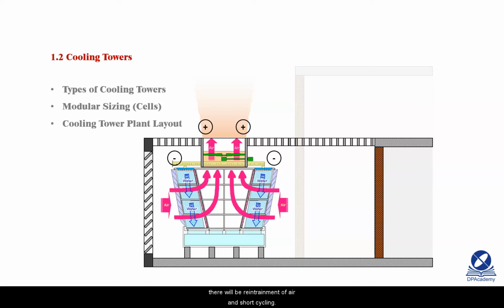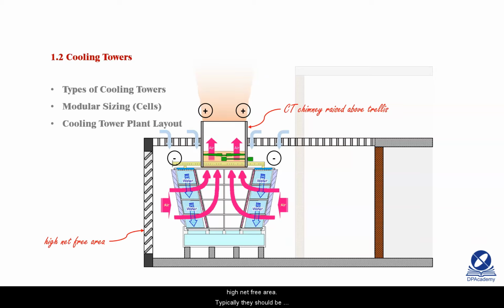The discharge air will be creating a high pressure as it exits the top of the cooling tower. Underneath the trellis would be a low pressure. Air of high pressure will always want to go where the low pressure is. Because of this, there will be reentrainment of air and short cycling. The warm air off the top of the cooling tower will come back into the cooling tower plant in lieu of dry, cold, ambient air.